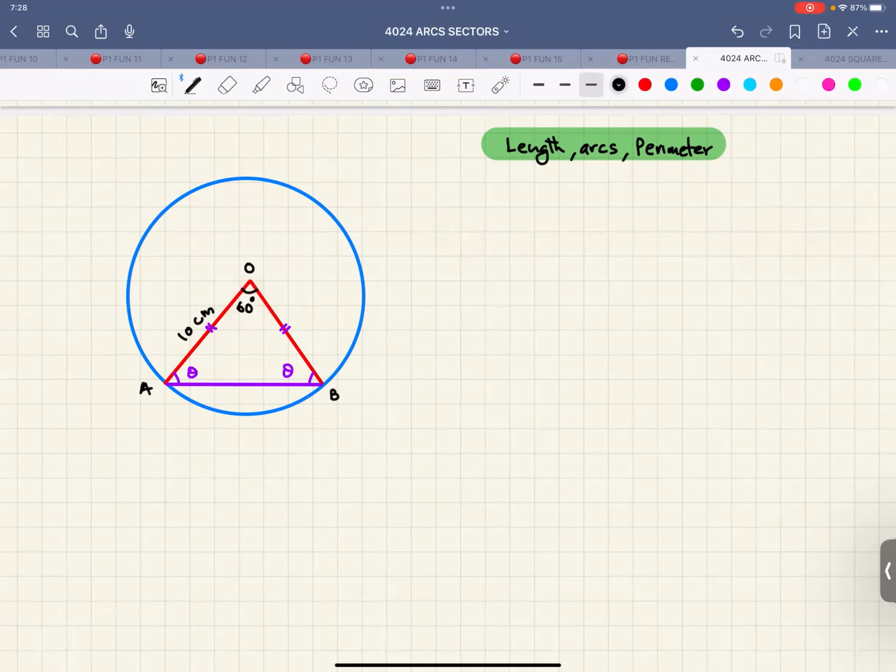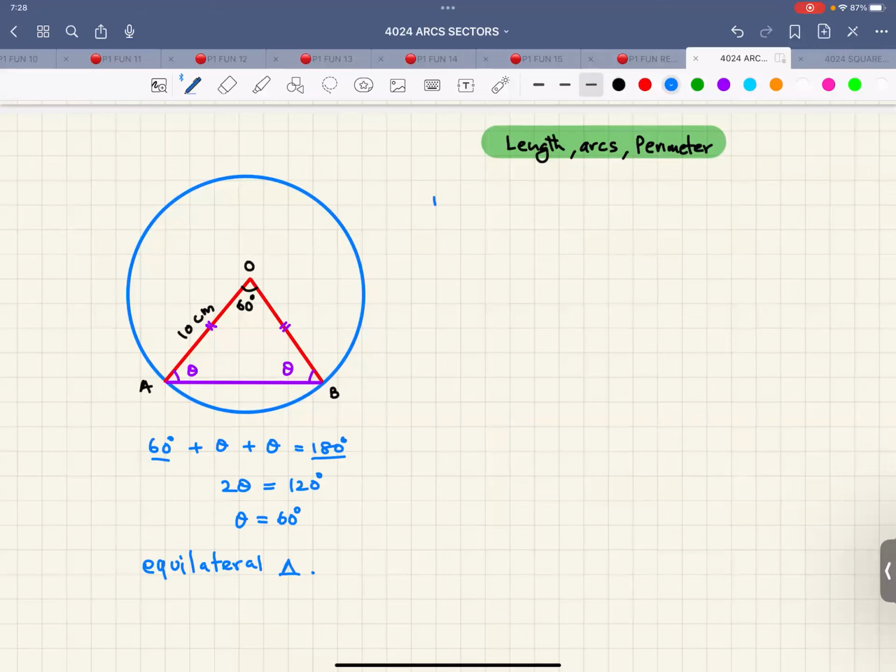Why? Because just do the basic math. 60 plus 2 theta equals 180. 2 theta equals 120, the difference between 180 and 60. Therefore, theta is 60 degrees. Therefore, you have proven that such a triangle is an equilateral triangle. That means without any calculation as such, chord AB has a length of 10 centimeters.